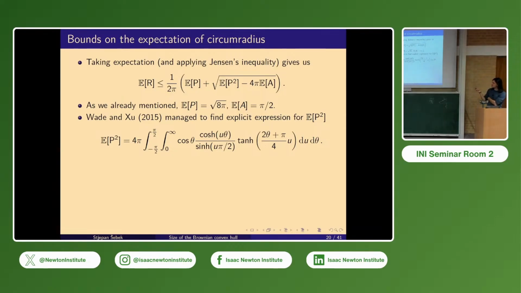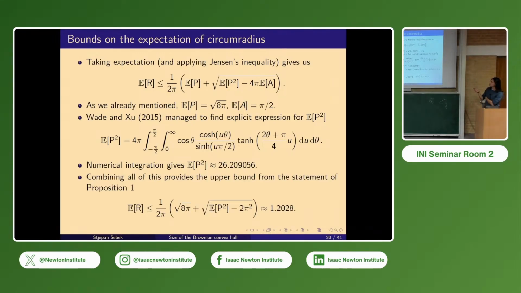One has to be careful with the numerical analysis, but one can integrate it numerically and get the approximate value. So plugging everything inside here, we need this expected value of p, which we know, expected value of a, which we know. We also, due to those guys, know the expected value of p squared, and then plugging everything in gives us this.